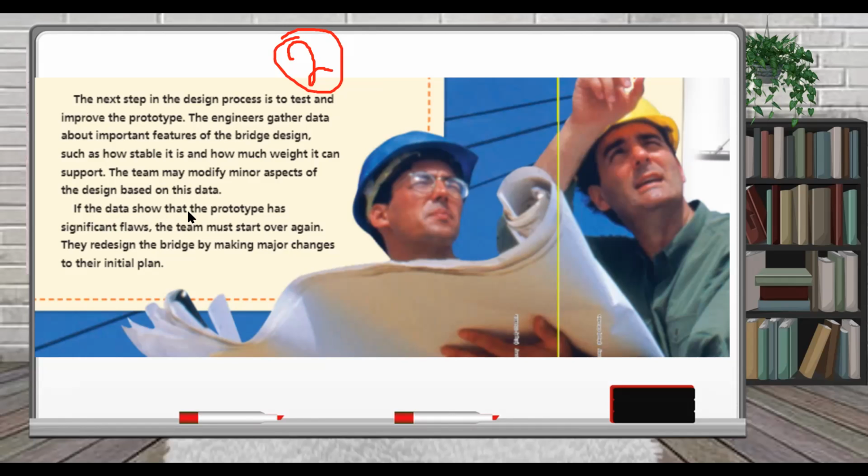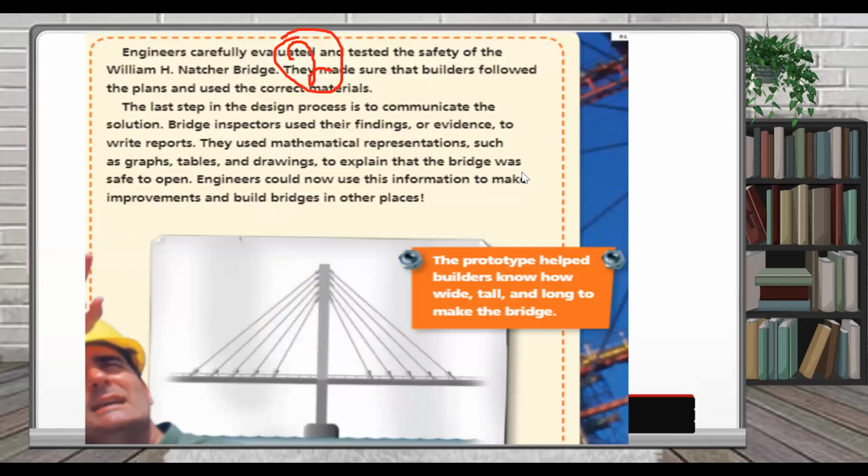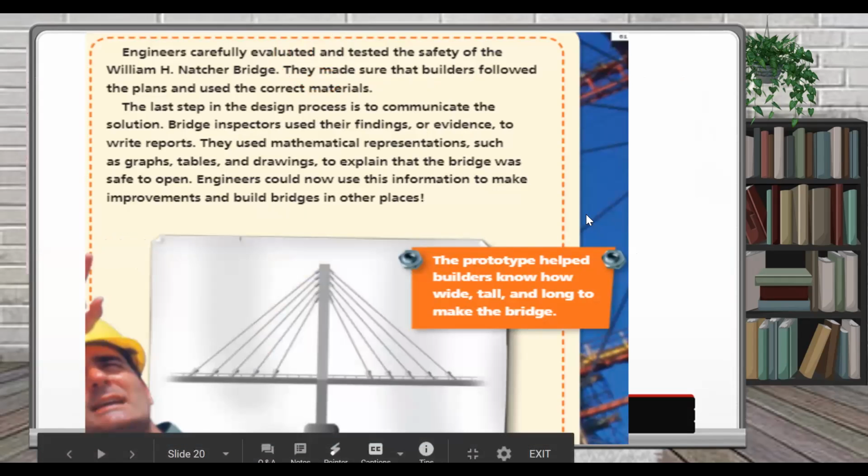And if the data show that the prototype has significant flaws, the team must start over again. What does that mean? If they find some mistakes in this prototype, they will have to make the design again. Okay? Is that clear, guys? Clear. Okay, does the prototype help builders or not?